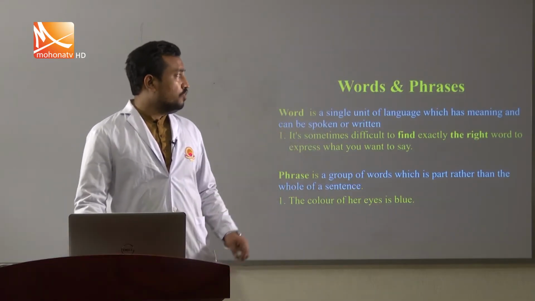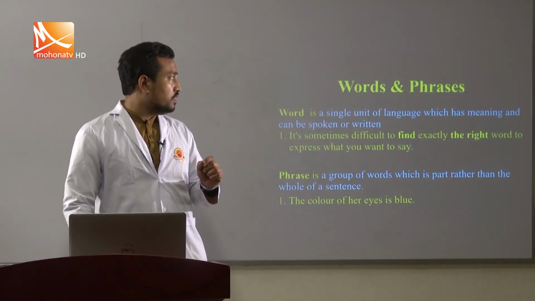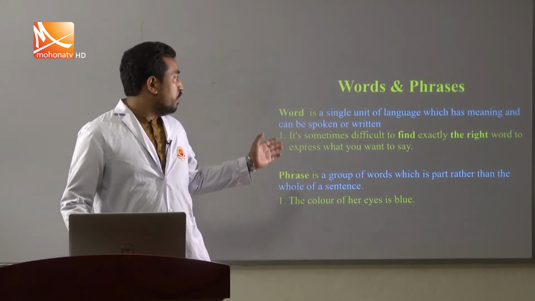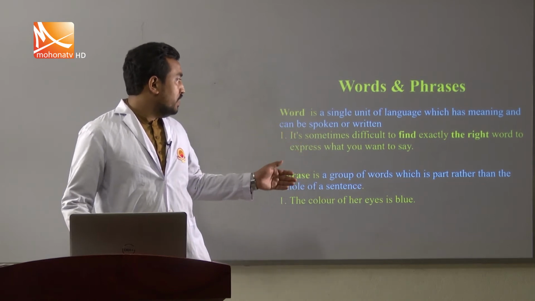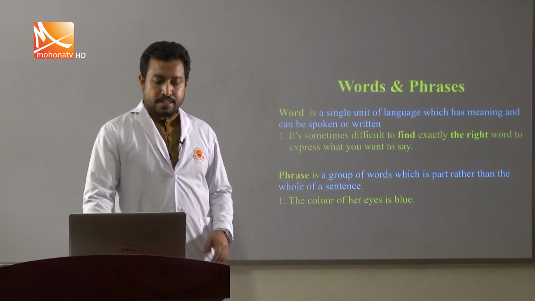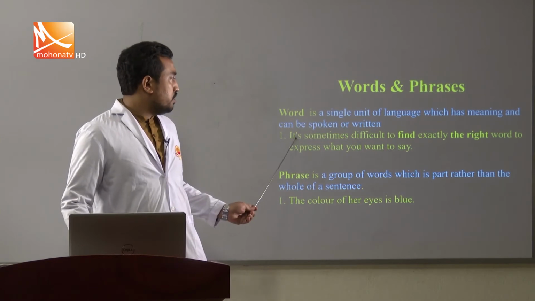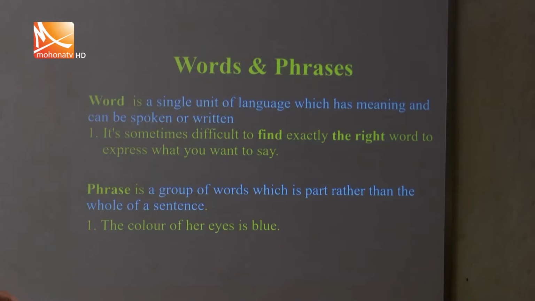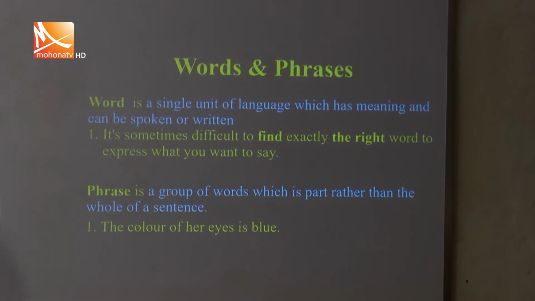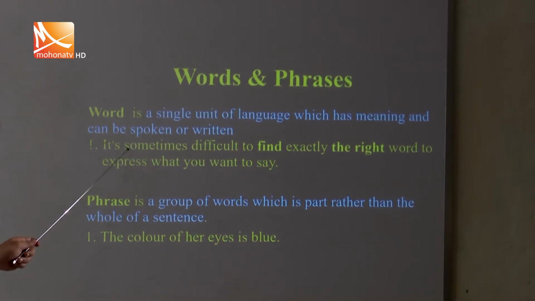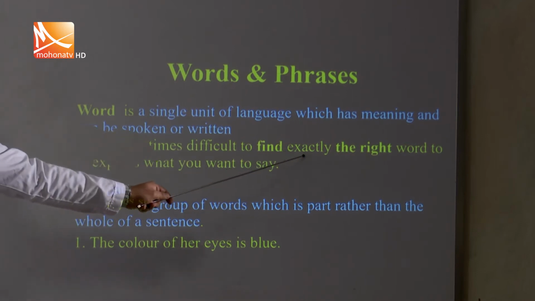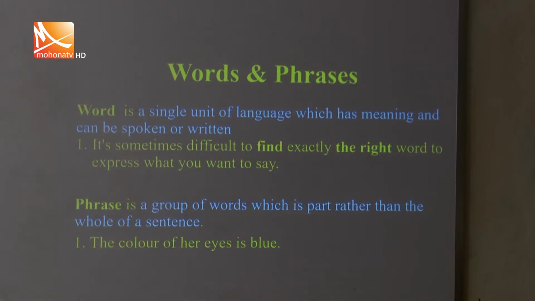A word is a single unit of language which has meaning, and it can be spoken or written. It's sometimes difficult to find the exact right word to express what you want to say. So it's really tough. This is an example here.